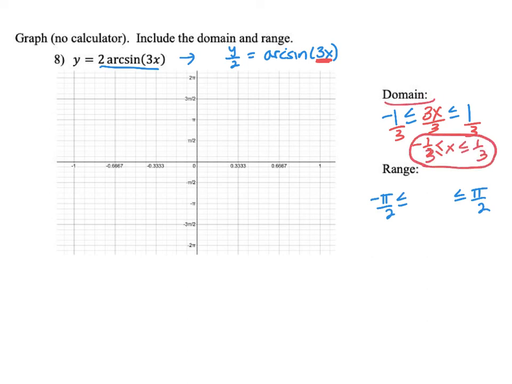And my range, well, I moved that 2 to the other side. So now instead of having y in here, it's y divided by 2. So I can multiply everything by 2. So now my new range is caught between negative pi and pi. I'm going to leave you with that. Have a look at what we did there to figure out what our new domain and range is. I want you to pause, and I want you to try to graph this new inverse trig equation.